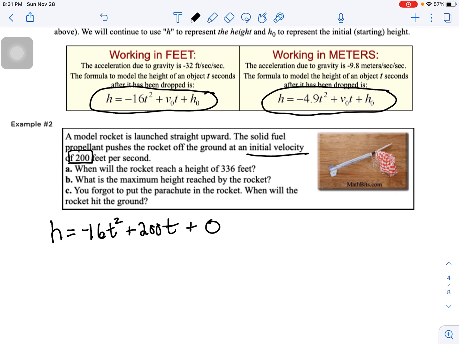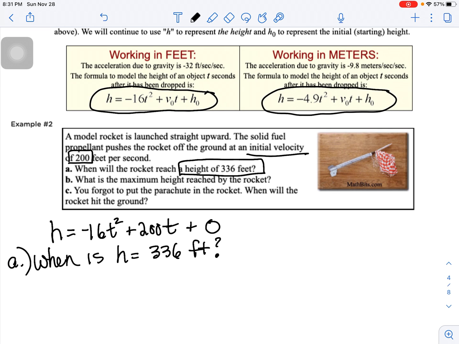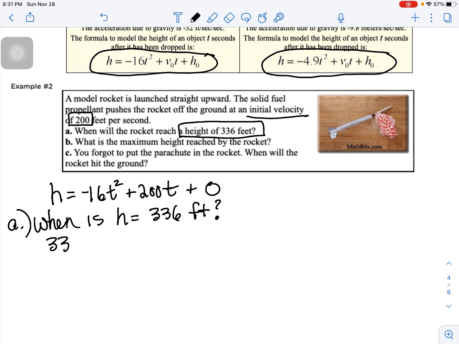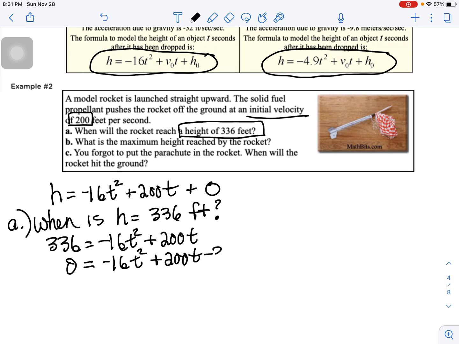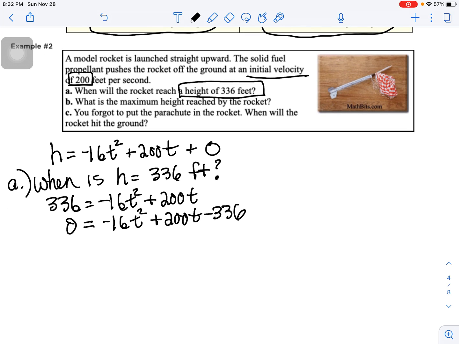When will the rocket reach a height of 336? Okay, so when is h equal to 336 feet? That's our first question. All right, so let's plug in 336 for h. Put it in standard form. So now we're going to solve this quadratic, all right?